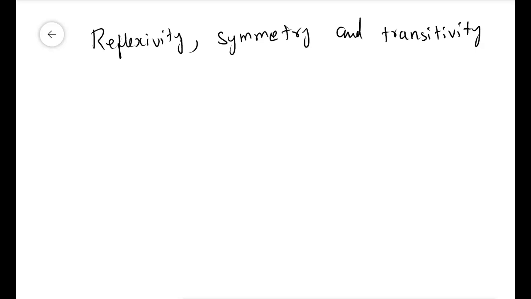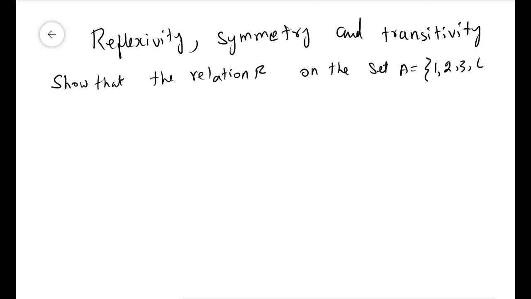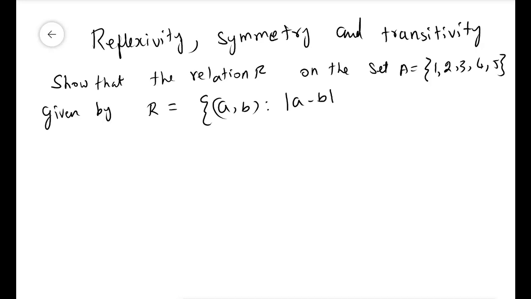For example, look at this example problem. Show that the relation R on the set A equals {1, 2, 3, 4, 5} given by R equals {(a, b) such that modulus of a minus b is even} is an equivalence relation.